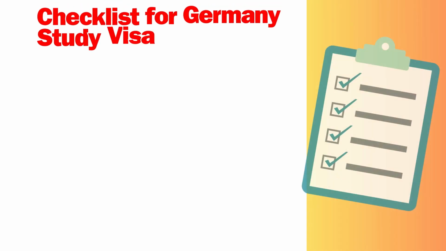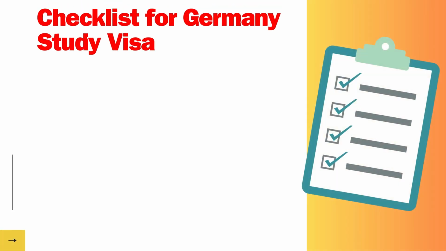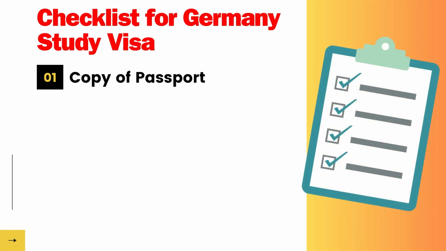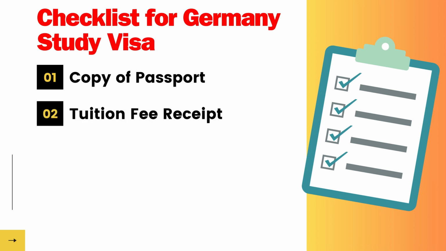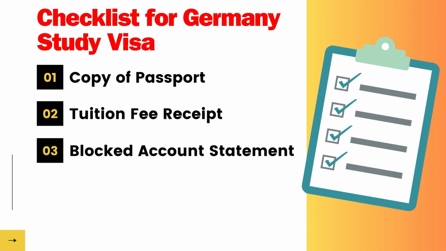Of course the students need to submit the documentation as per the checklist. Now the checklist includes the copy of your passport, then your identity document, then your tuition fee receipt that you have paid the tuition fee. If you have paid the tuition fee for 1 semester, you need to attach evidence that you have tuition fee for the next 6 months. Then you need to attach the blocked account statement where you have deposited your cost of living.